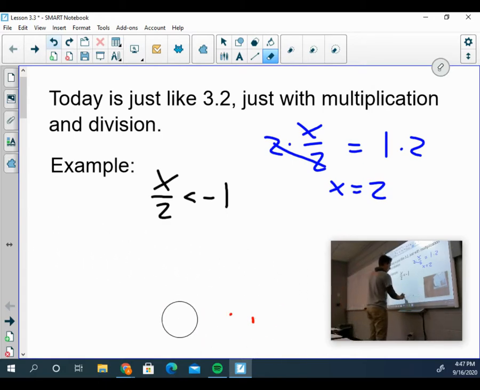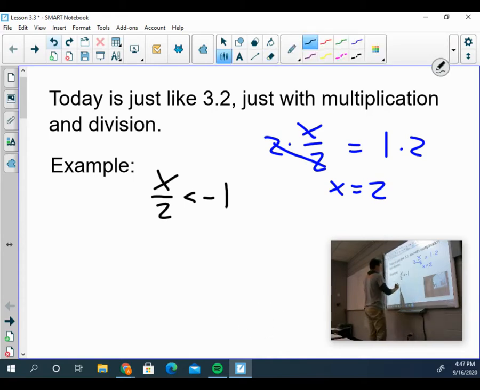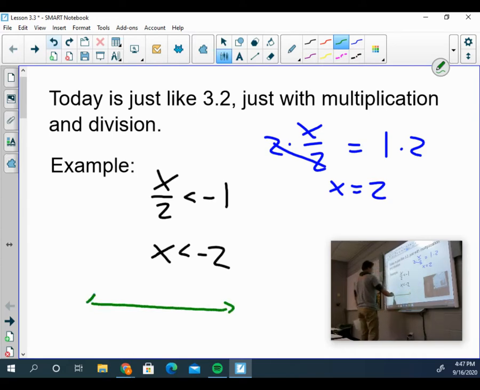Now the other aspect of this: I did my work and solved this, and I got x is less than negative 2. What we want to see going forward is I need you to also be able to create a number line with this. How would I create a number line? Well, again, flashback to 3.1. I'm going to get at least 5 lines on here. I'm going to identify my point of interest.